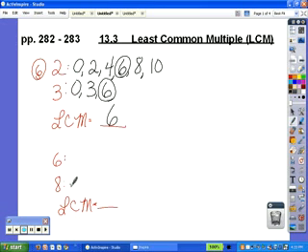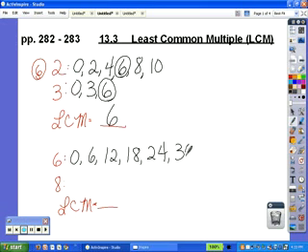When we look at one like this, which didn't come from the book, we list the multiples of 6. We'll go ahead and go through our 6 times tables and list the multiples of 6 all the way to 6 times 5. Then we'll start listing the multiples of 8 until we either find a match or we might need to continue on with our multiples.